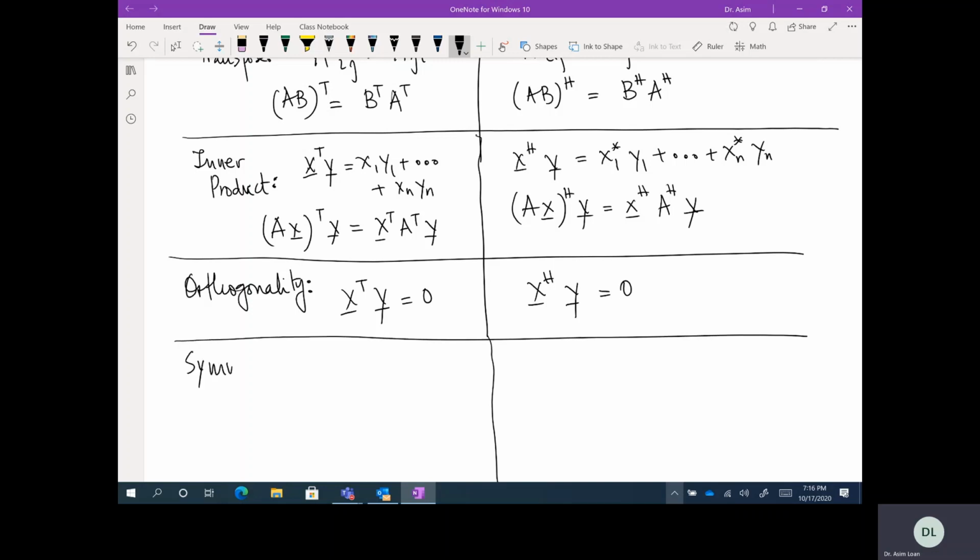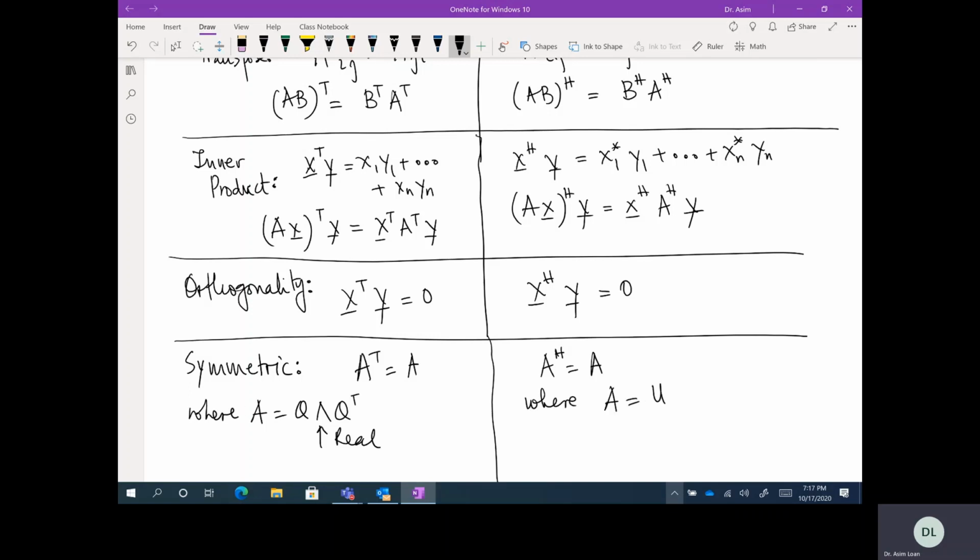For a symmetric matrix, we have A transpose equal A, and A can be written as Q lambda Q transpose, where this lambda is real. Same is the case here. A Hermitian equals A, where A is equal to U lambda U transpose. This is still real. Or actually, this is not U transpose. I'm sorry. This should be U Hermitian.